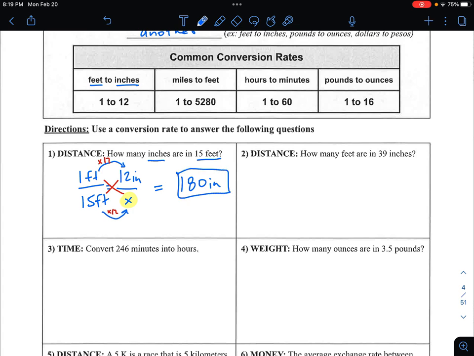And you may be wondering, wait a minute, did I really have to do all of this to figure out that there are 180 inches in 15 feet? Can I just multiply? Yes, and that's what I did. I figured out that 1 foot is 12 inches, so I just take 15 and multiply by 12 to get my mystery number. So yeah, that's how I use my proportion here.